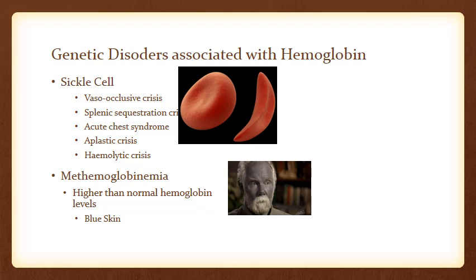Another interesting genetic disorder, and I'm going to butcher the word, is methemoglobinemia. That's when you have much higher levels than normal of methemoglobin in your body. That leads you to look like this gentleman here on the right with blue skin.